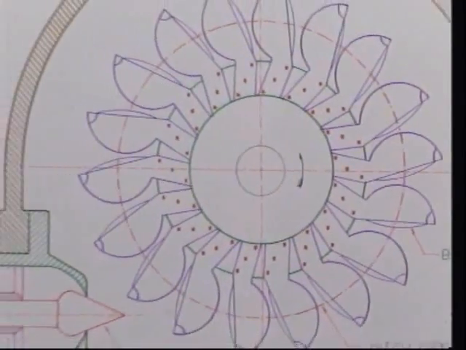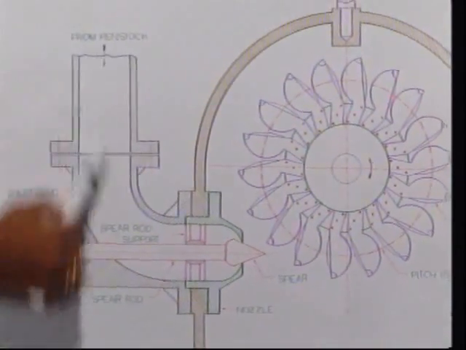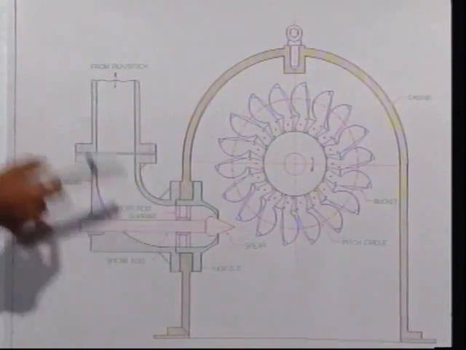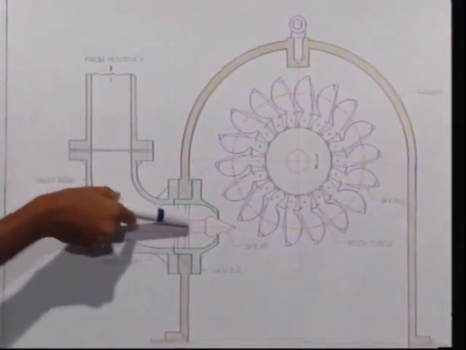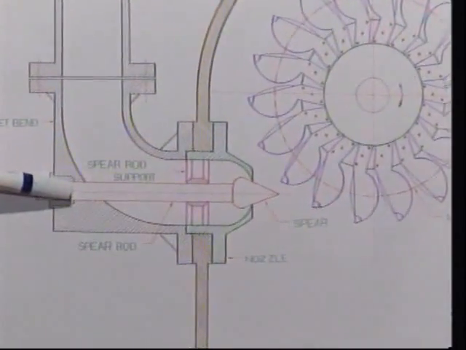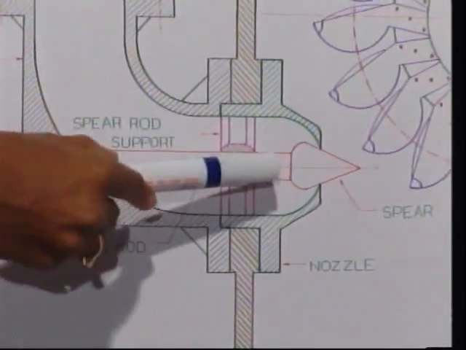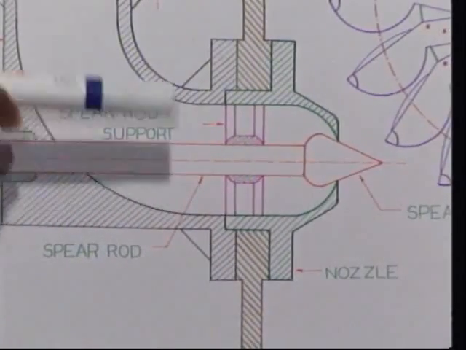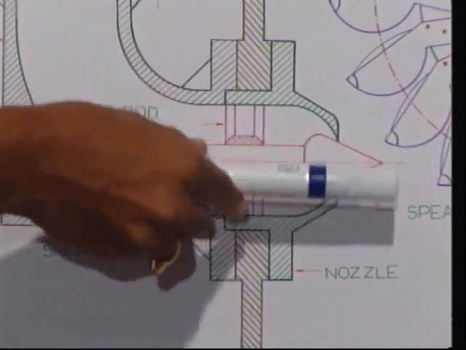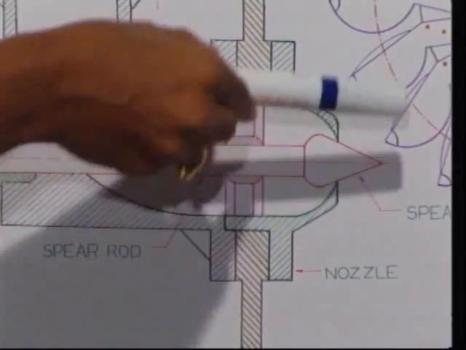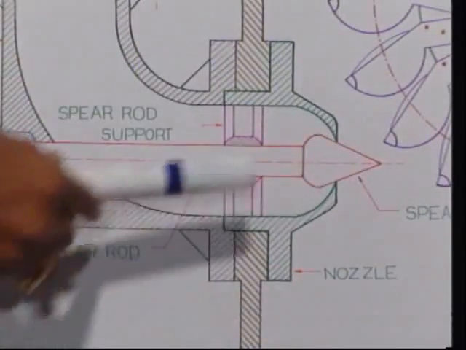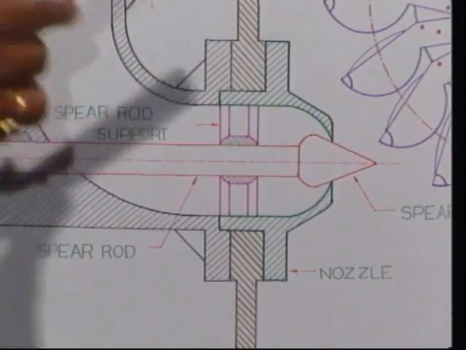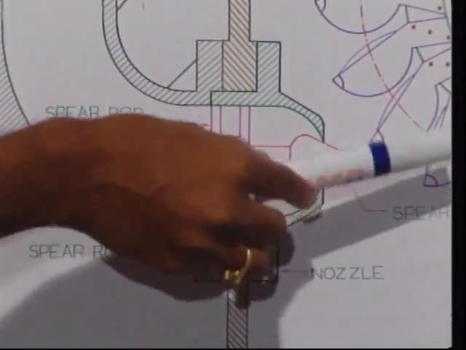To control the quantity of water which is coming from the penstock into the nozzle, a spear and a spear rod are used. By moving the spear rod forward and backward, we can control the quantity of fluid flowing onto the turbine. By moving the spear rod or the spear towards the right, we can reduce the quantity of fluid that is hitting the bucket. By moving the spear backwards, or we can say leftwards, the quantity of fluid entering the buckets will be increased.